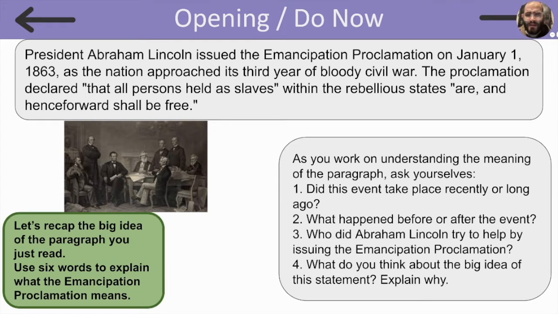That's right, people who were held as slaves. What do you think about the big idea of this statement? Explain. Abraham Lincoln issued the Emancipation Proclamation to free people who were held as slaves. Let's recap the big idea of this paragraph. Use 6 words to explain what the Emancipation Proclamation means. Take a moment to do this now.